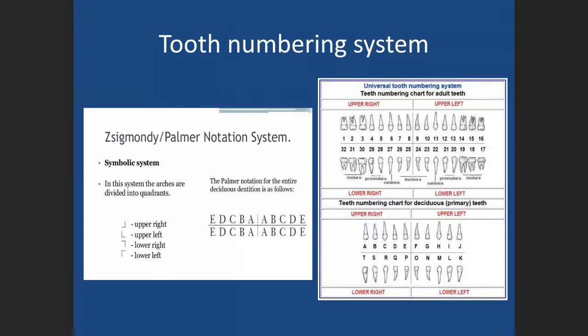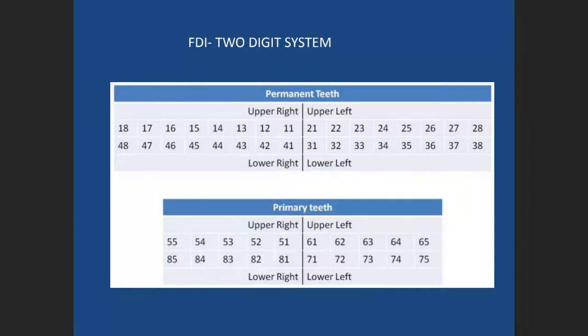In the same way, in pedo also you have teeth from A to D. But mostly we use the FDI or two-digit system. You all know about that. You have the teeth from 11 to 18, 21 to 28, 31 to 38, and 41 to 48 for permanent. And for deciduous, 51 to 55, 61 to 65, 71 to 75, and 81 to 85.